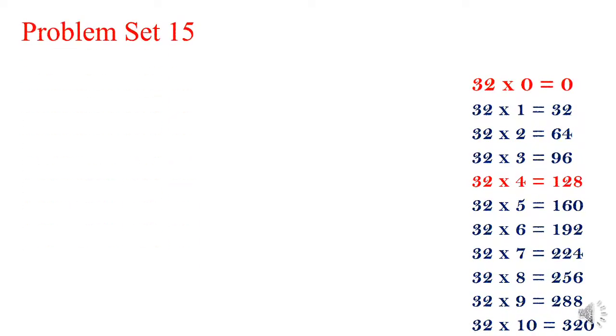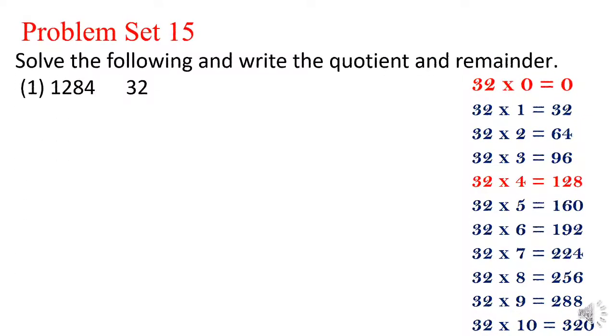Now let us begin with problem set 15. Solve the following and write the quotient and remainder. First question is 1284 divided by 32. Here 32 is the divisor and 1284 is the dividend. To solve this division, there are 5 steps.